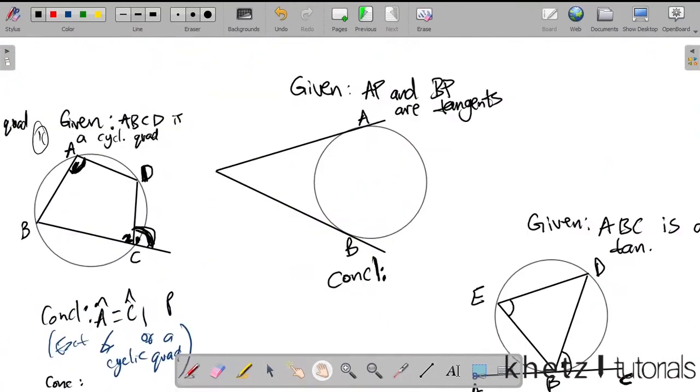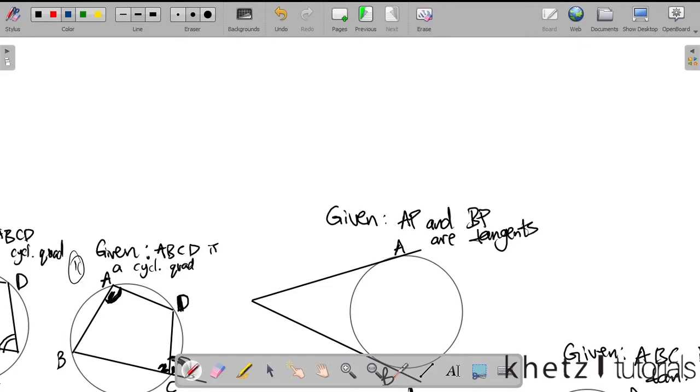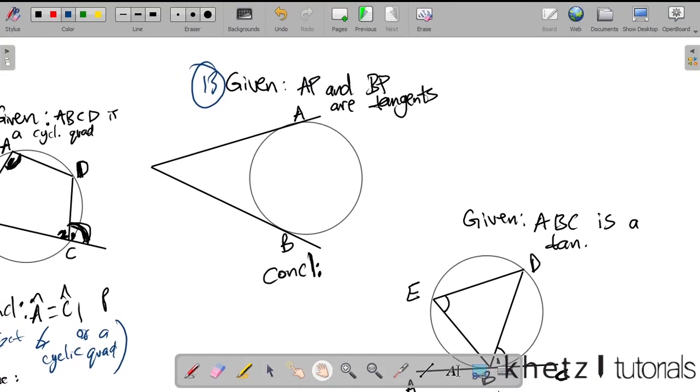So this would be number 13 that we're working with now. Now that we have 13, we're given that AP and BP are tangents to the circle, where P is over here. So what conclusions can we make from that?